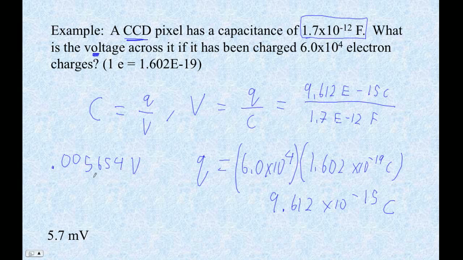0.005654 volts, and then millivolts is 1, 2, 3, right? So it's about 5.7 millivolts, right? Because a milli is 10 to the minus 3rd, okay? Yeah, try some more of these things. They're not really very hard.